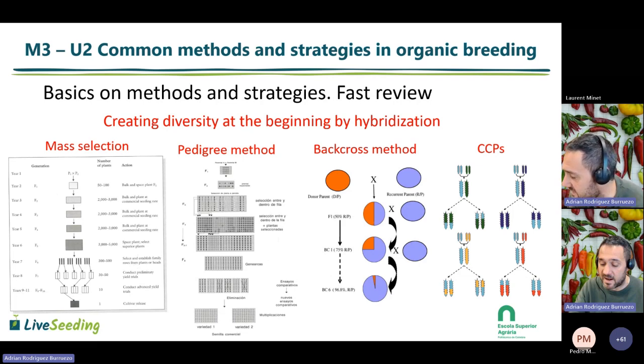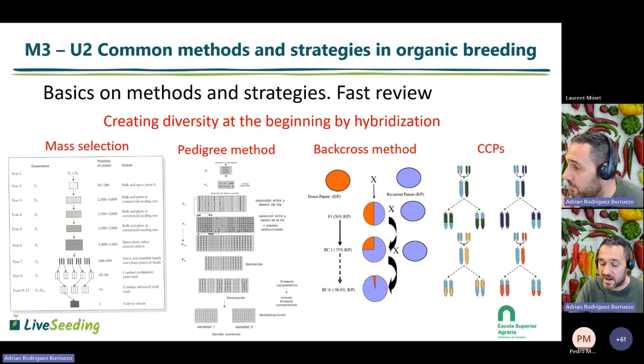It is supposed that at this level the population has increased their homozygosity in many of the genes and the traits, and then it's time to perform a procedure of mass selection. I start to select the best individuals and mix them in a bulk, and again repeat and repeat the procedure. This is mass selection applied starting by hybridization.